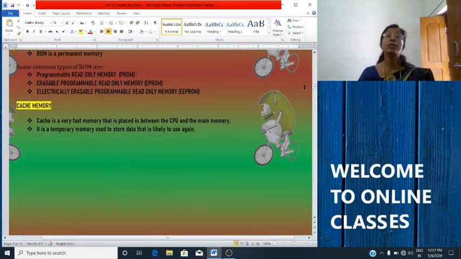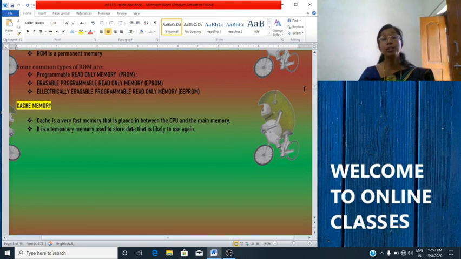Then we studied about the cache memory. What is cache memory? Cache memory is a third type of memory. It is also a temporary memory. It is placed in between the CPU and random access memory. It is a very fast memory. It is a temporary memory used to store data that is likely to be used again.